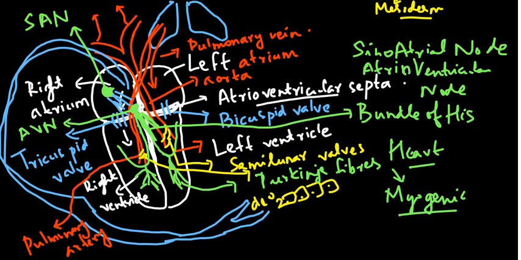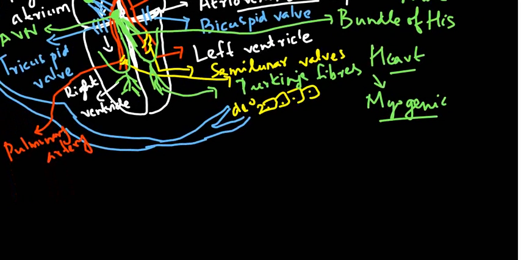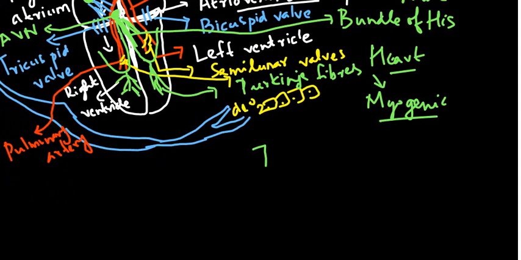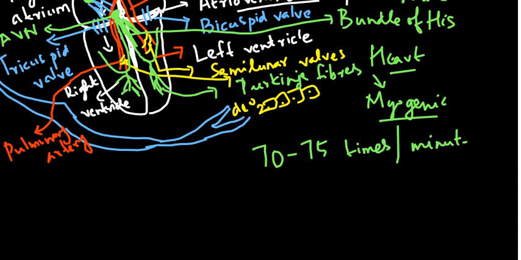So our heart beats on getting excited. Our heart beats about 70 to 75 times a minute. And this heartbeat is also called the cardiac cycle. So one heartbeat is also called one cardiac cycle.